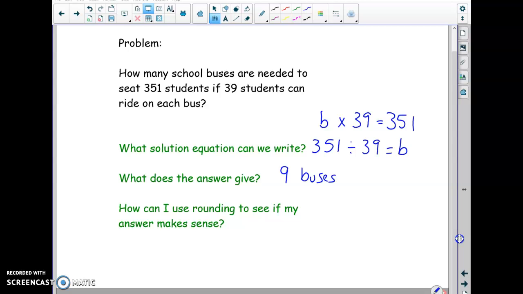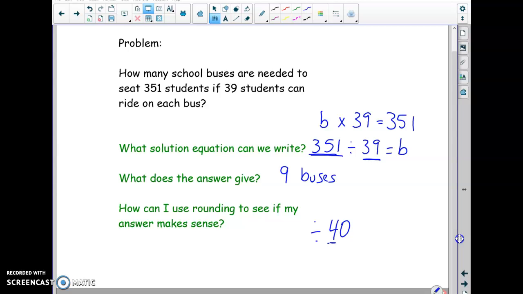So I usually start with, well, you could do it one of two ways. You could start with the number you're dividing by. So I'm going to round that 39 to 40. But if I round this first number, the number I'm dividing up, to 350, 40 is not going to go into it exactly. So I'm going to think about my multiples of 4 and think about how many 4s would come close to 35.